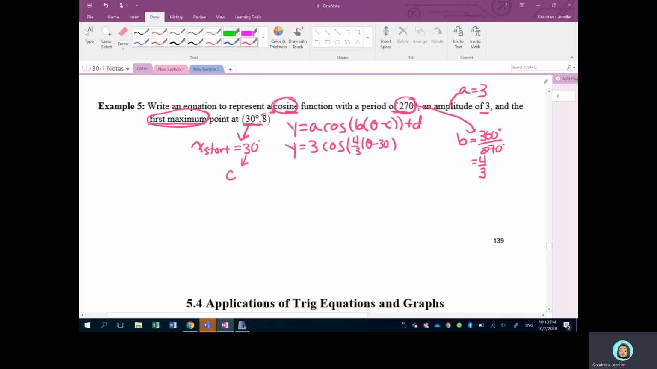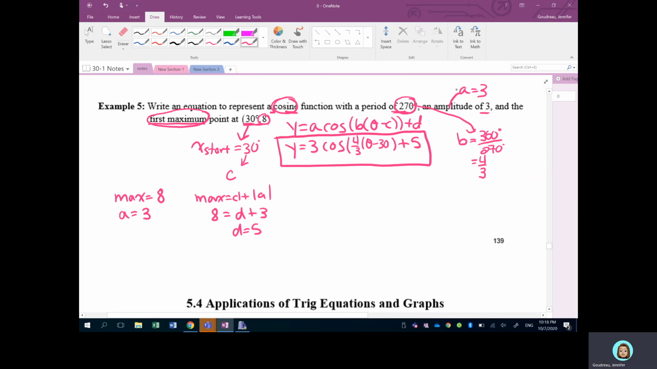Now, our maximum value is 8. So we can see that our maximum is 8. We also know our amplitude is 3. That means we can calculate D. We actually did this earlier. Maximum is equal to D plus the absolute value of A. We know the maximum is 8. We're trying to find D. A is 3. D is equal to 5. So plus 5 on the end.